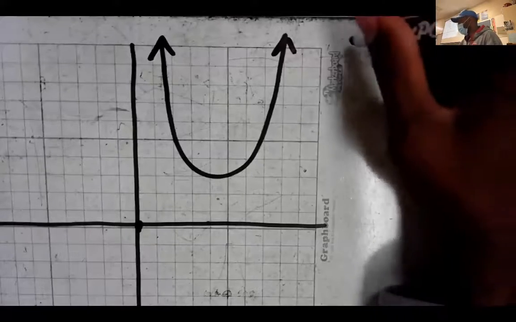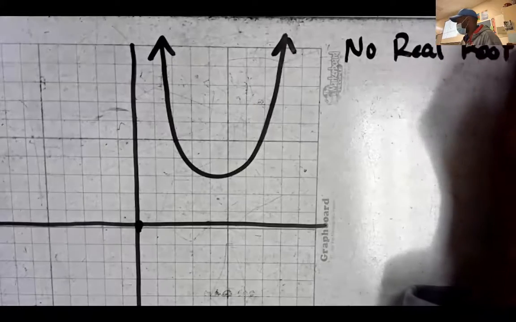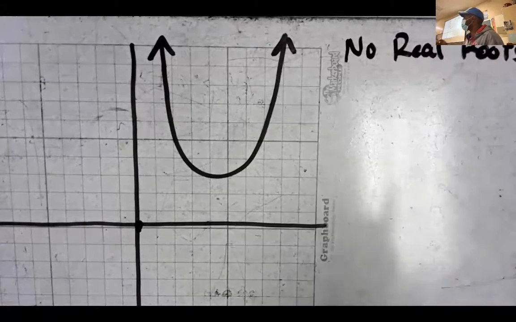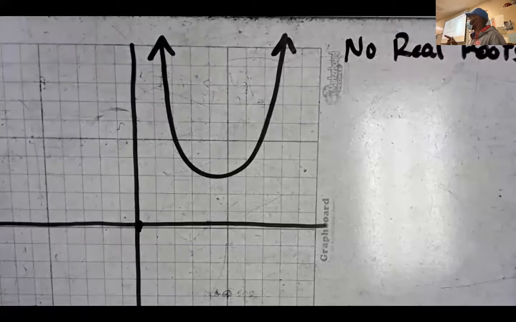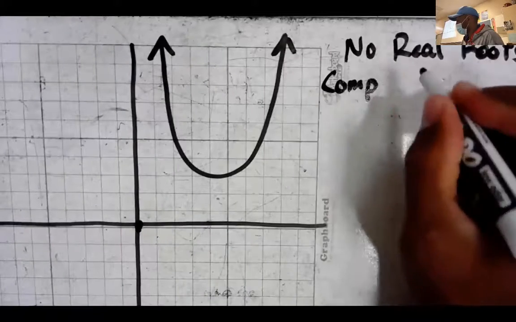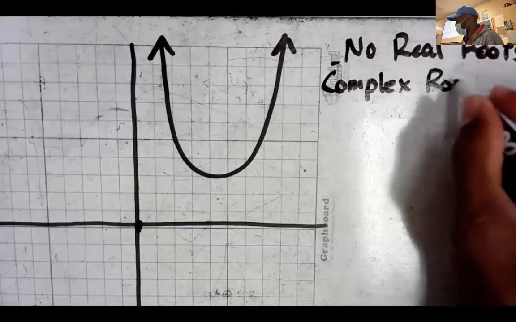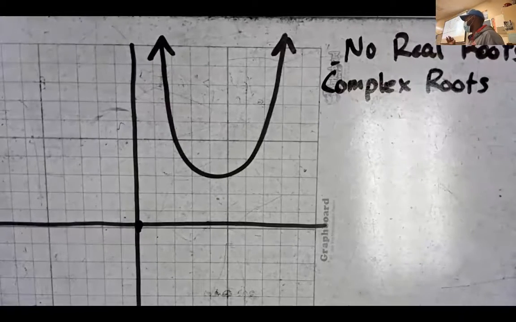Okay, so there's no real roots. If there were real roots, they would cross the x-axis. So if there aren't any real roots, what kind of roots are there? Imaginary, or what we call complex roots.